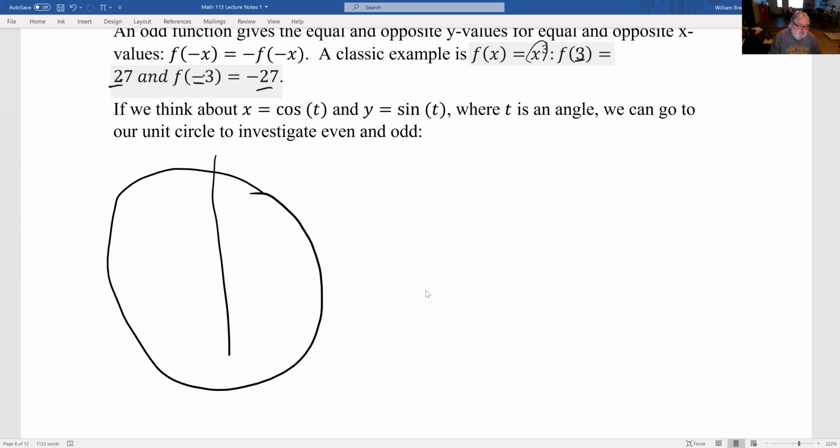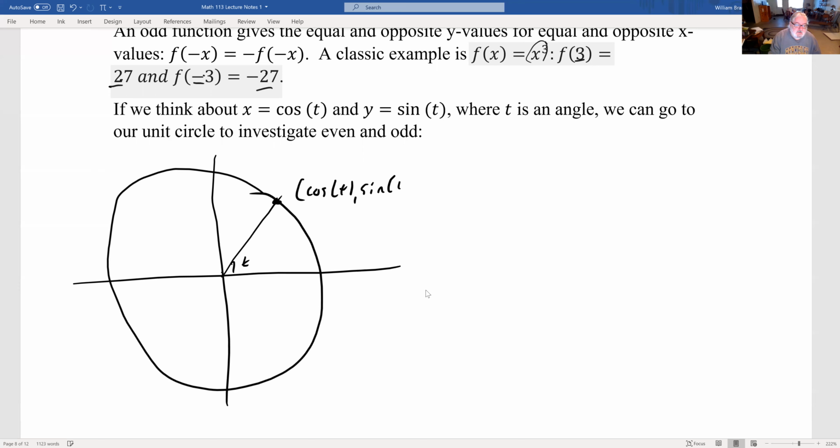Here's a unit circle. Here's an angle t. Here's a point on the unit circle. And we know the point on the unit circle, its x-coordinate is cosine, and its y-coordinate is sine. So if we look at the same angle negative, then this is going to be cosine of minus t. This will be sine of minus t.